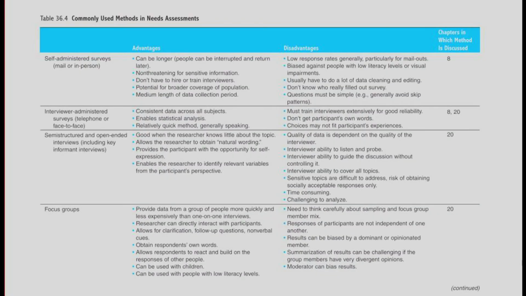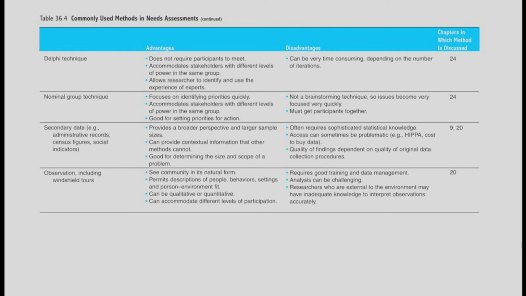Now, the first 5 types of needs assessments that I listed are most likely somewhat familiar to you, especially after doing this week's readings. As you are reading in Kielhofner, chapter 36, you will see a helpful table entitled Commonly Used Methods and Needs Assessments. The reason this table is so helpful is that for each type, it cross-lists the book chapter that discusses the methods in greater detail. So for example, surveys are discussed in chapter 8, interviews and focus groups are discussed in chapter 20, and nominal group techniques are discussed in chapter 24.